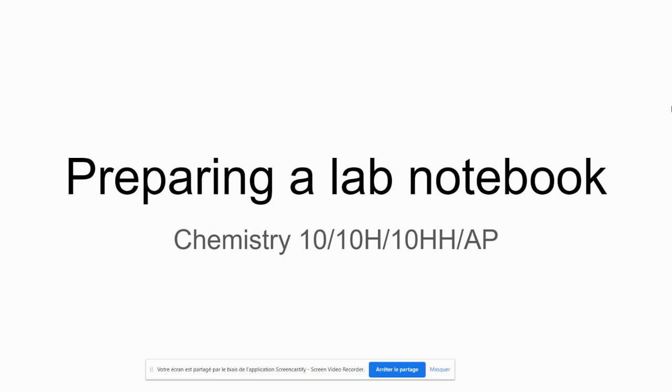For this video, you will want a composition notebook. It must be composition. It cannot be with the spirals. You will want a blue or a black pen. And some of you will also prefer to have a ruler just to have straight lines, but that's entirely up to you. It's not required to have the ruler.